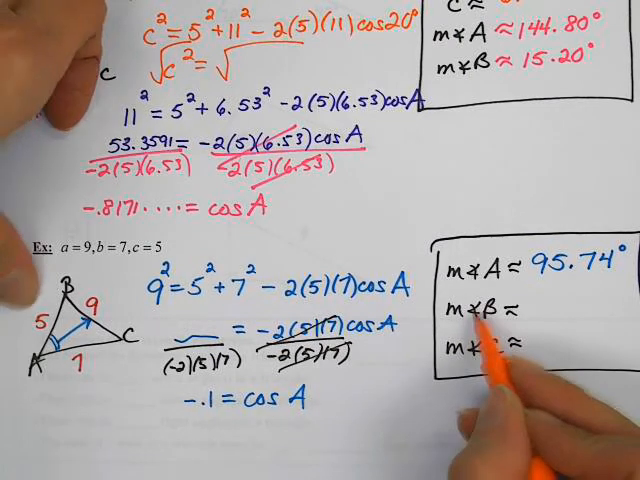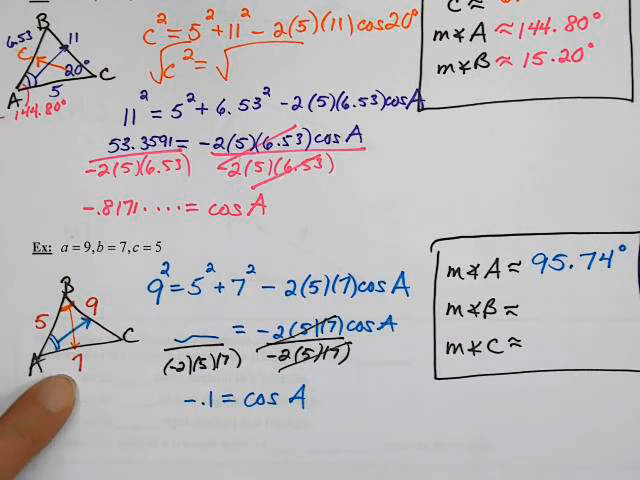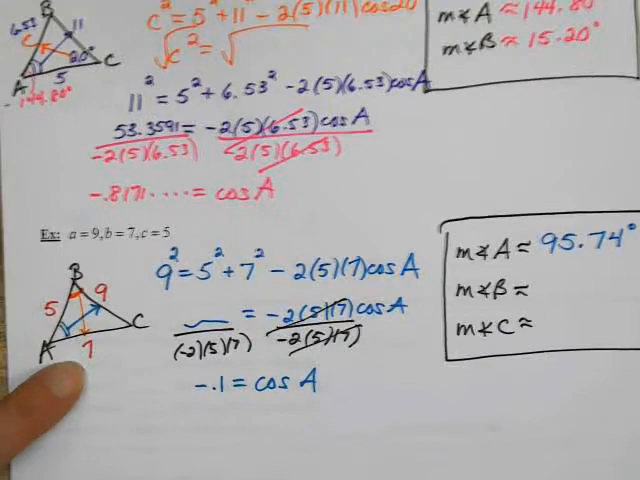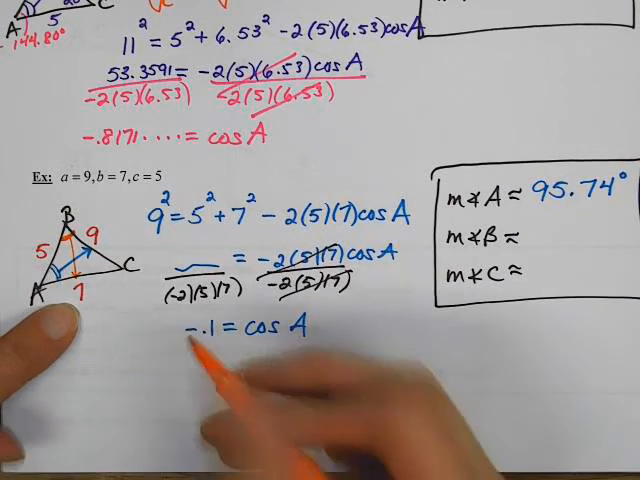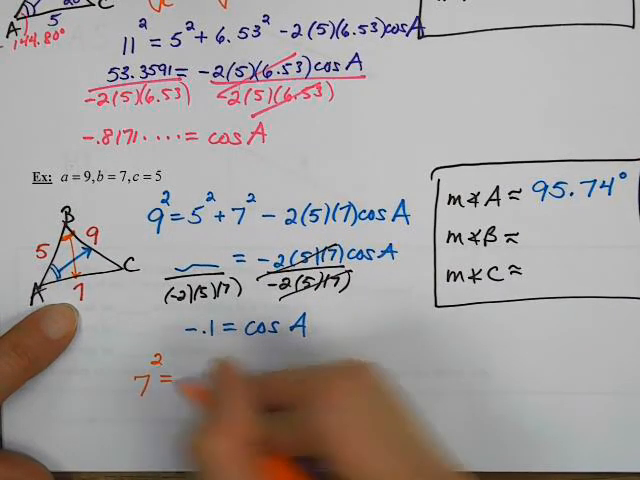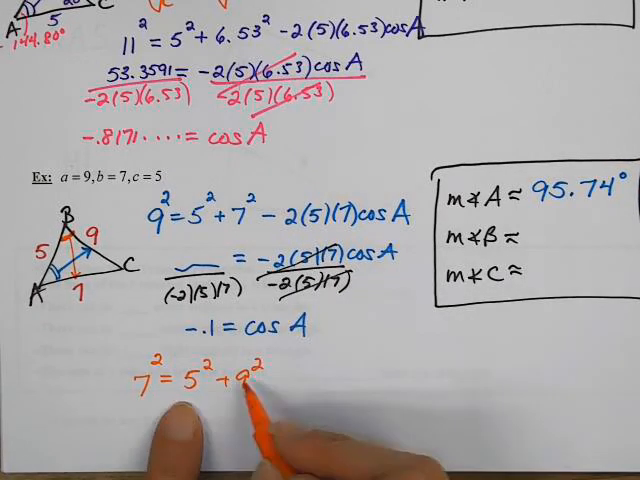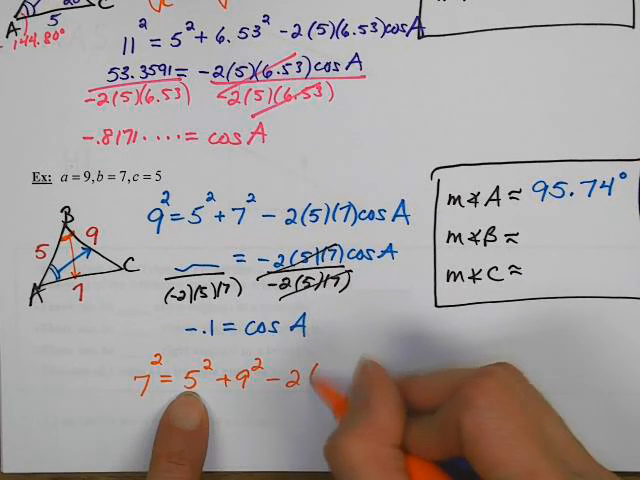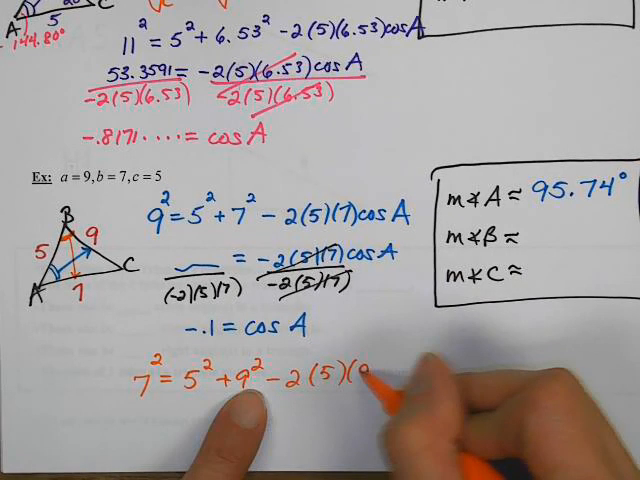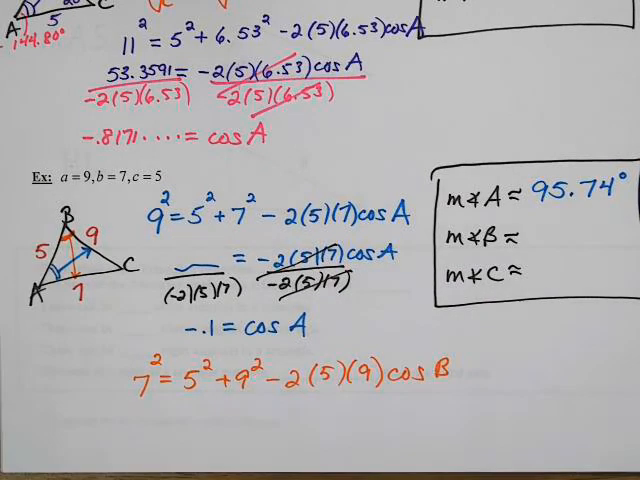The next angle I'll go for is B. Angle B is across from 7. So that's how you start your formula. Okay, the only thing I really need to see is the law of cosines formula written out. 7 squared equals 5 squared plus 9 squared. At this point, you say, wait a minute, it's not a right triangle, so let's subtract 2 times these two sides, 5 and 9, and the cosine of angle B. Okay, that's all you need to write.